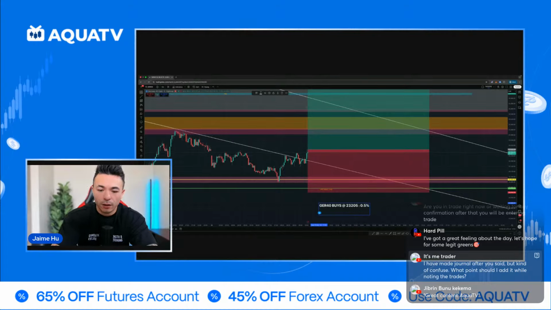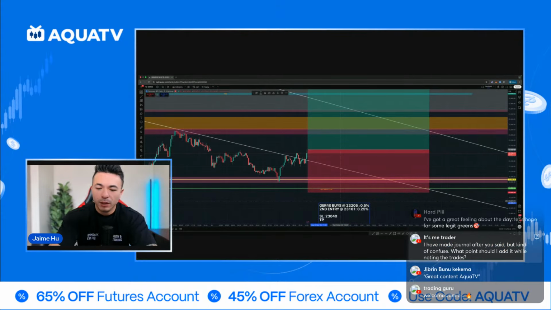And then second entry, we'll probably look at 23,161. Is 0.25%. Your stop loss is going to be 23,040. TP1 will be the resistance, so 23,355.